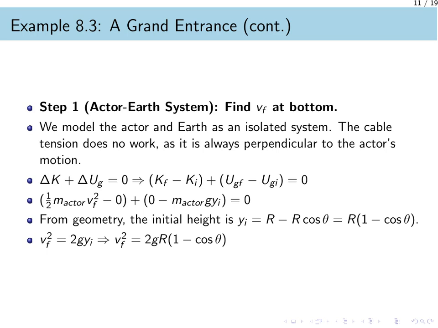The change in kinetic energy plus the change in gravitational potential energy equals 0. The actor starts from rest, so his initial kinetic energy is 0. We set the final potential energy at the bottom of the swing to 0. The actor's final speed squared is therefore equal to 2 times g times the initial height y initial. From the geometry of the swing, we can see this initial height is r minus r cosine theta, which simplifies our expression for the final speed squared.